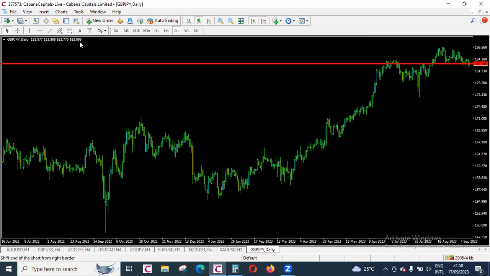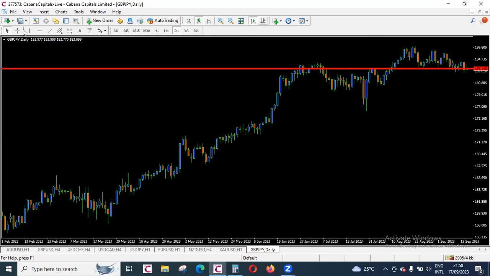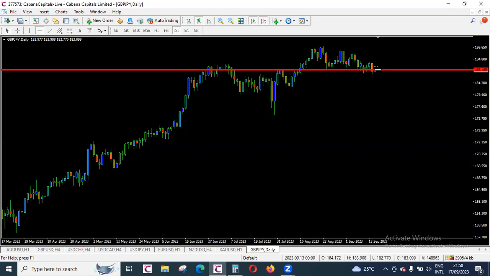This is the support that formed after the close of Friday's candle. So if the 4-hour candle closes below that support, you might want to risk selling GBP JPY. Let's go down to 4-hour.